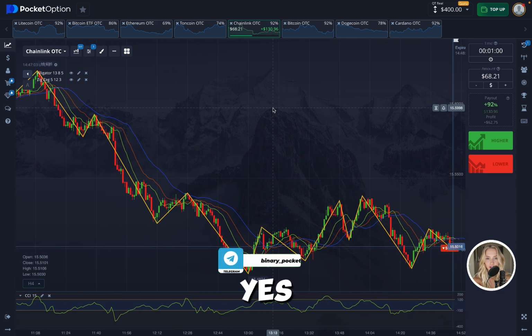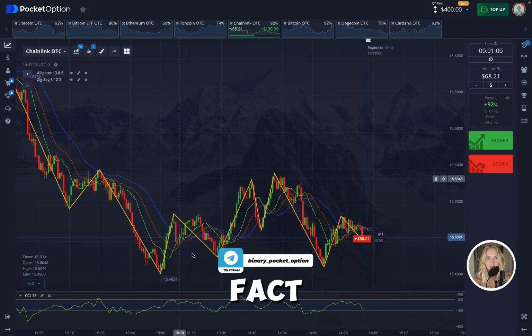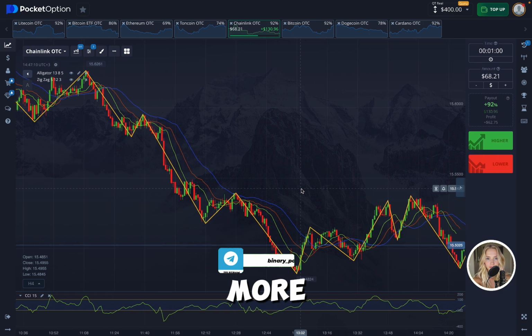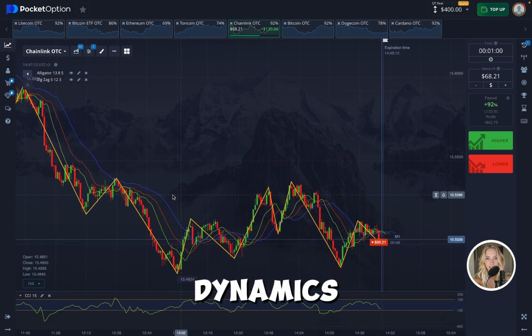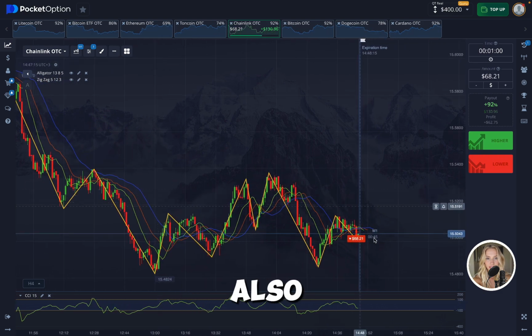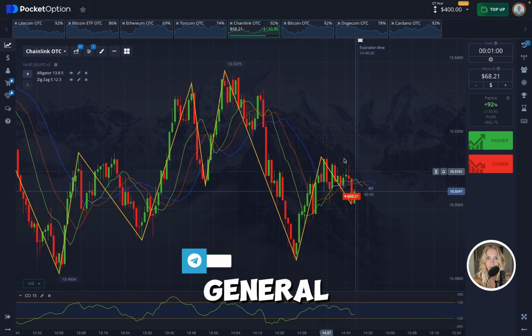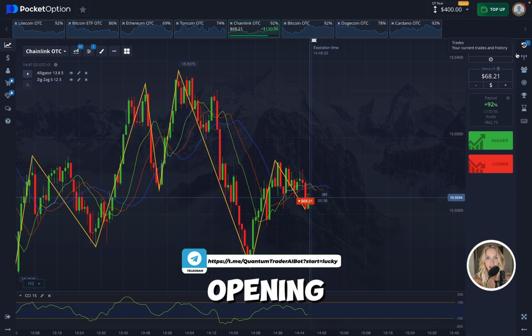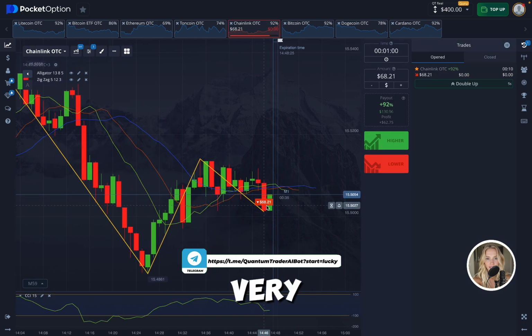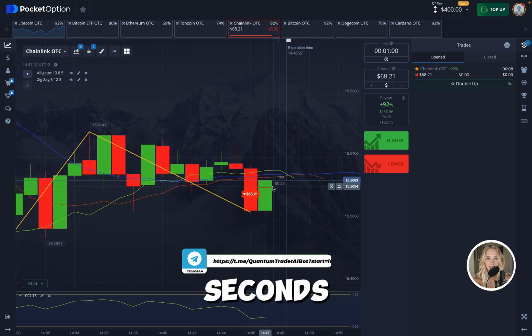In general, yes, it is clear that despite the fact that there is such a flat movement, nevertheless, I am more inclined to believe that the trend dynamics is downward. There was also an update of the local maximum before that, and in general, it turns out that I am opening a deal right now to form the very minimum, the last seconds. It's a pretty tense moment.